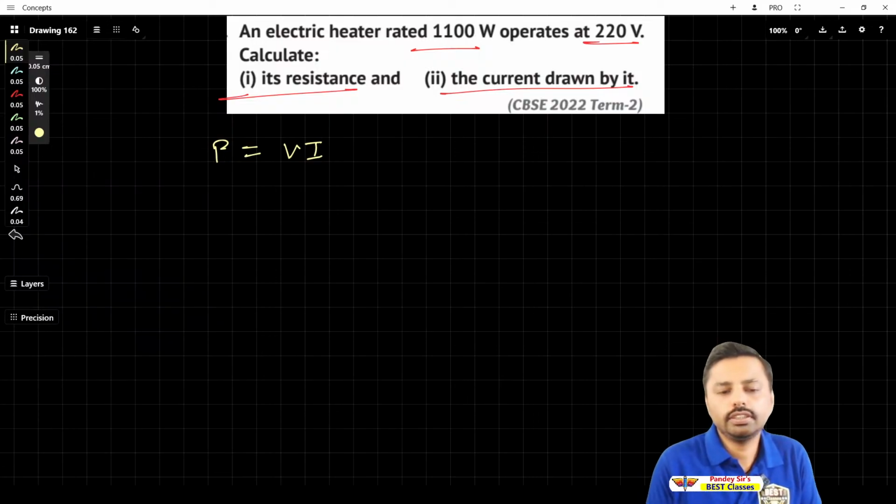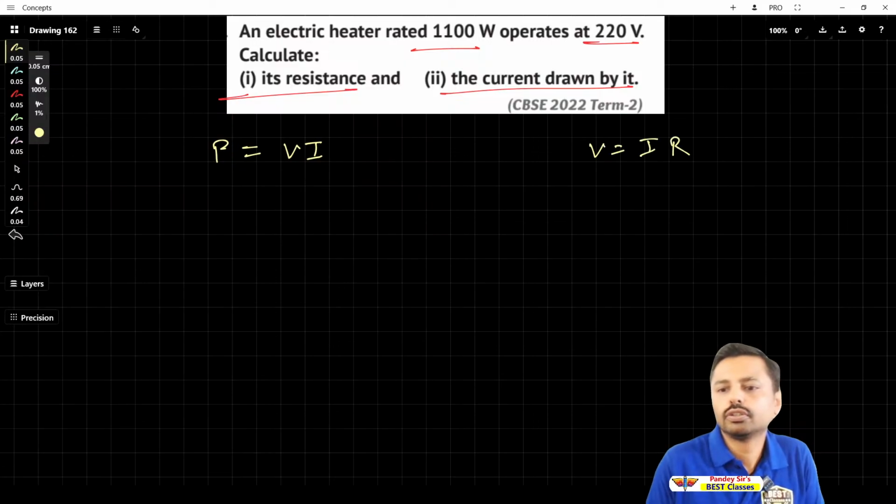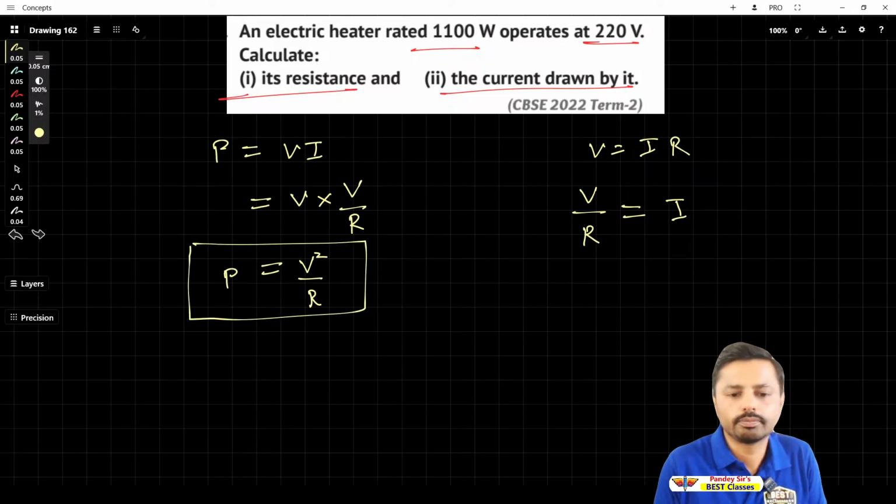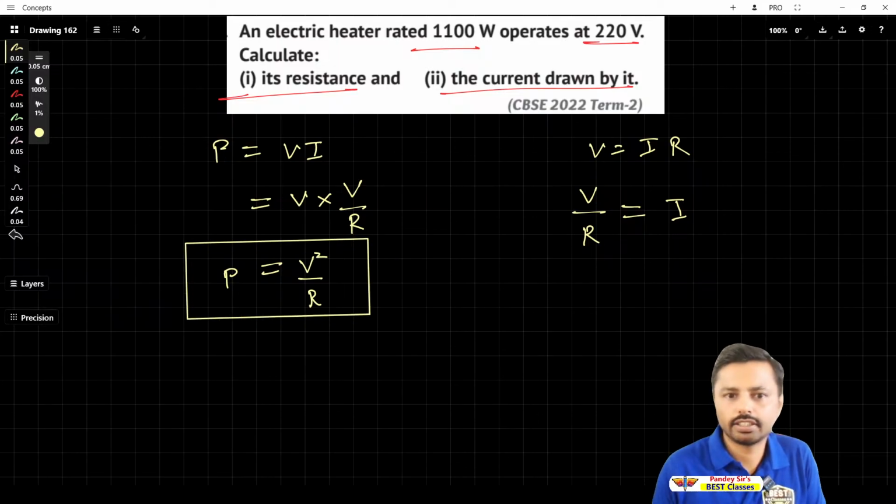Now to get the resistance, we can convert I. We know V equal to IR, so V by R can give us I. Now this I can be replaced with V by R. So P equals V into V by R, or P equals V square by R. Now we just derived another formula for power.